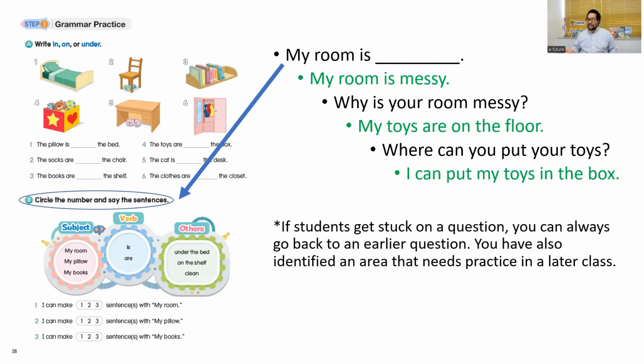And if your students get stuck in this activity, you can always backtrack. So if they say my room is messy and then they can't explain why their room is messy, you can take a step back and change your question. So instead of specifically your room, go, what does a messy room look like? Or you can change it up and go, okay, what does a clean room look like? So you can backtrack and then move forward once you know the students are able to answer the question.